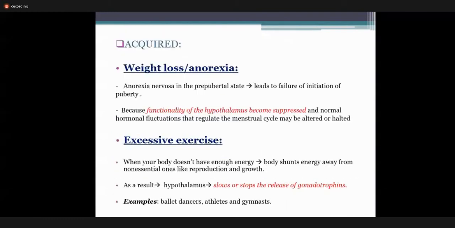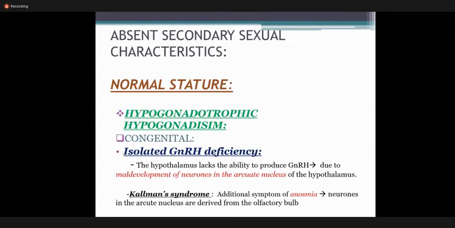Now, coming over to the other condition of absent secondary sexual characteristics. With normal stature, there is hypogonadotropic hypogonadism. It may be congenital, that is, there is isolated GnRH deficiency. The hypothalamus lacks the ability to produce GnRH due to maldevelopment of neurons in the arcuate nucleus of the hypothalamus. Then there is another condition known as Kallmann syndrome, in which there's maldevelopment of neurons with anosmia. That is, the neurons which are derived from the olfactory bulb are also absent.